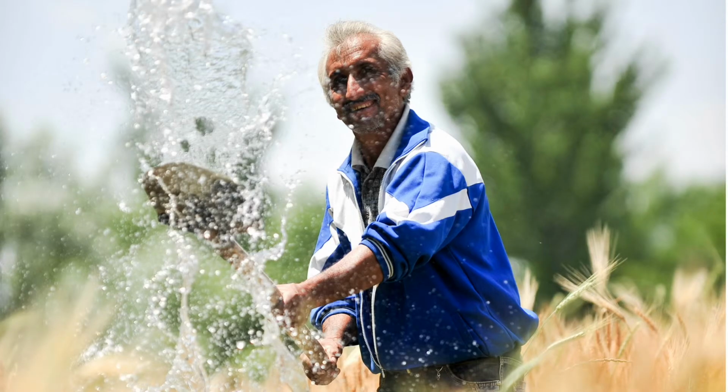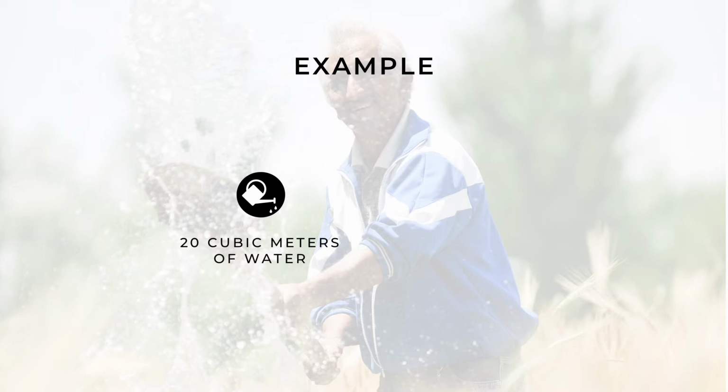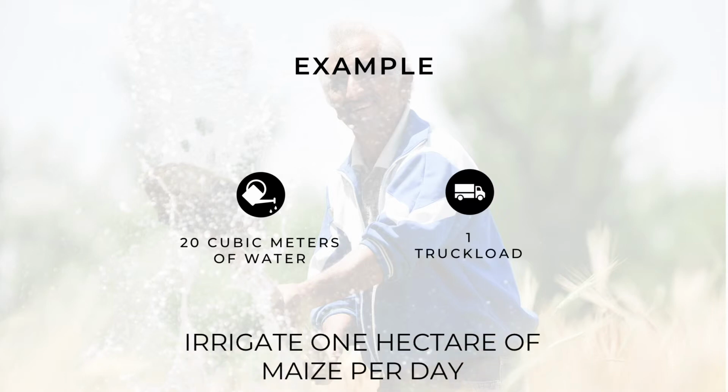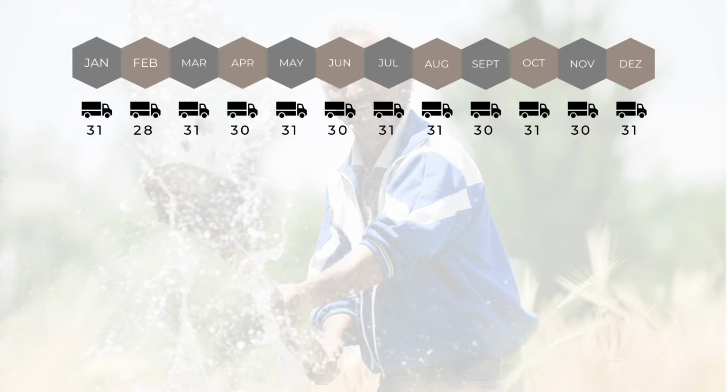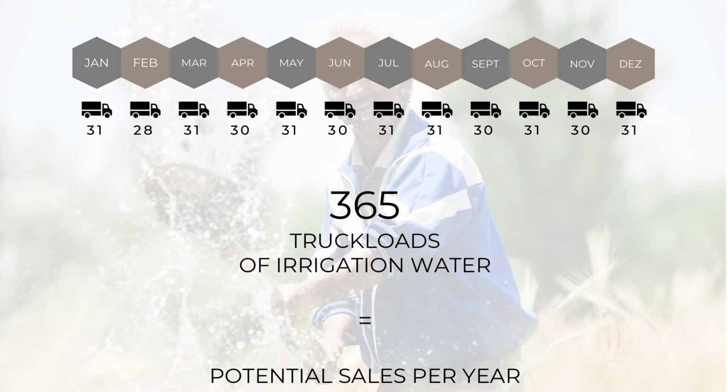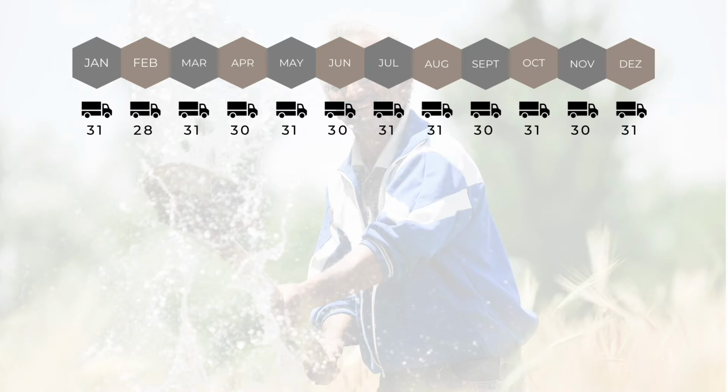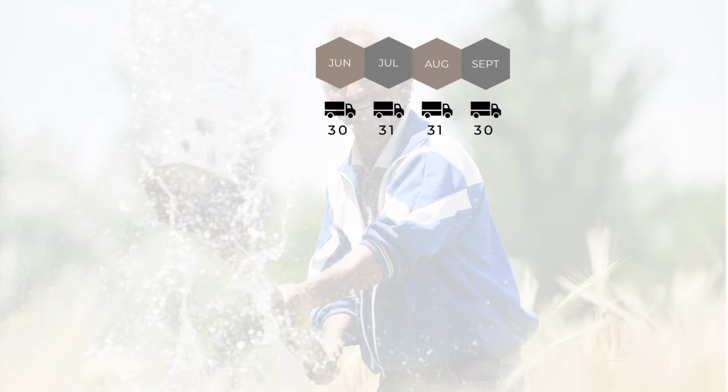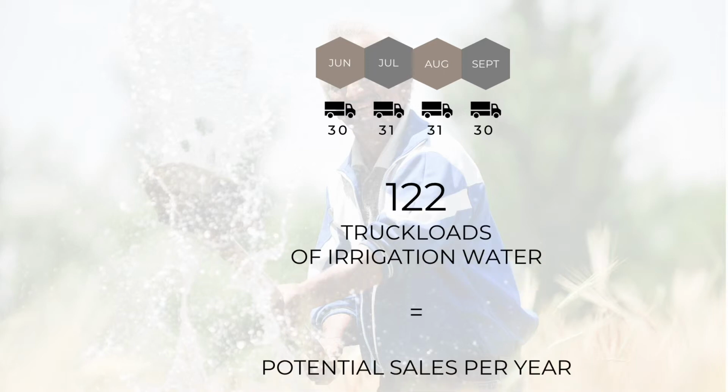A farmer, for example, needs approximately 20 cubic meters of water, so 1 water truckload, to irrigate a hectare of maize per day. Theoretically, this would add up to 365 truckloads of irrigation water that you could sell per year. But stop now, since the farmer only needs to irrigate his maize during the dry season, which lasts, for example, from June to September, your potential sales reduce to 122 truckloads. This does not only have an impact on your overall annual income, but will also affect your cash flow during the year. You will only be selling your product and having an incoming cash flow during these 4 months.